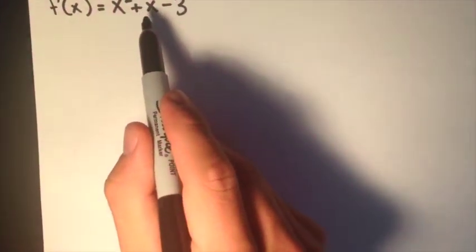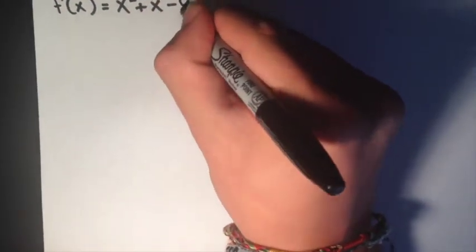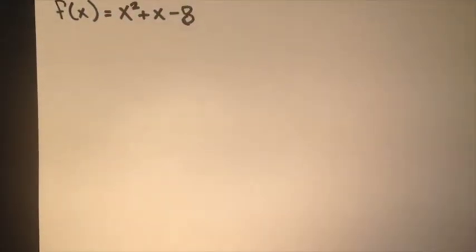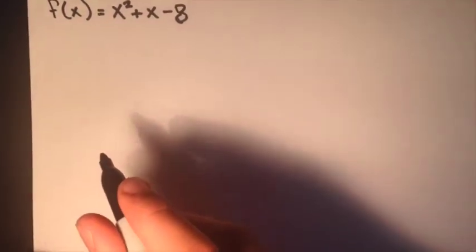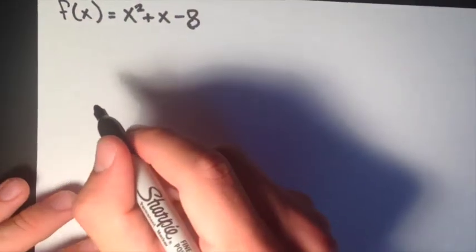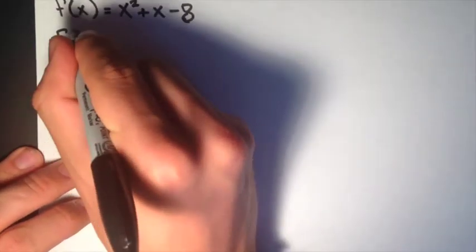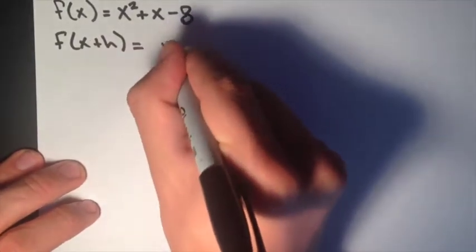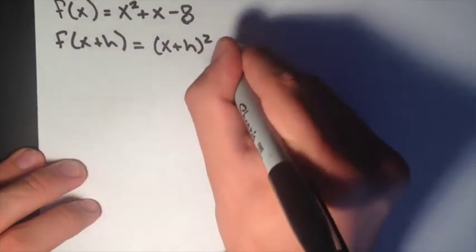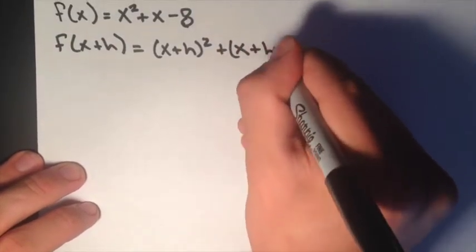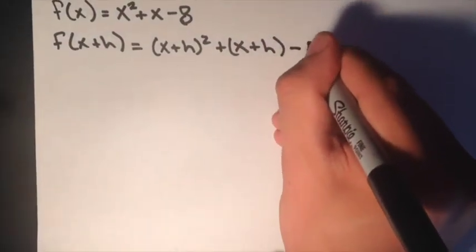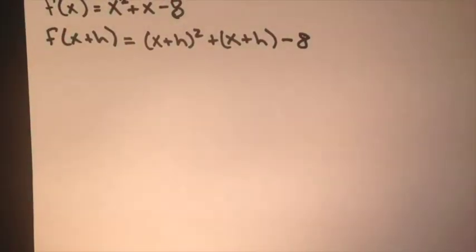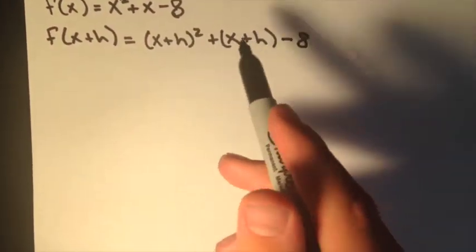So let's try another problem. Here we have x squared plus x minus 8, which is slightly harder than the last problem we tried. So again, everywhere I see an x, I am going to replace it with an x plus h. So we have f of x plus h equals (x plus h) squared plus (x plus h) minus 8. So that gives us (x plus h) squared plus x plus h minus 8.